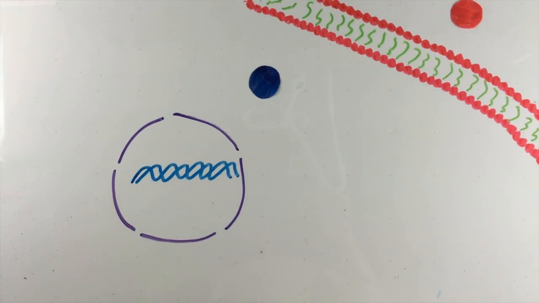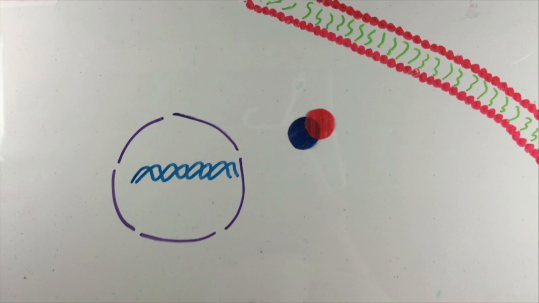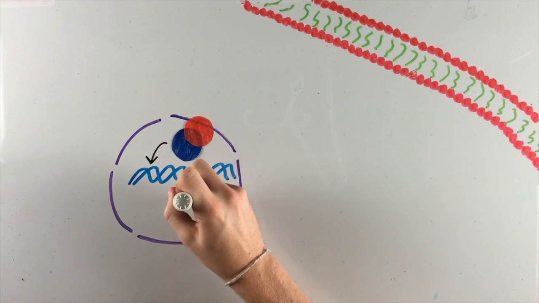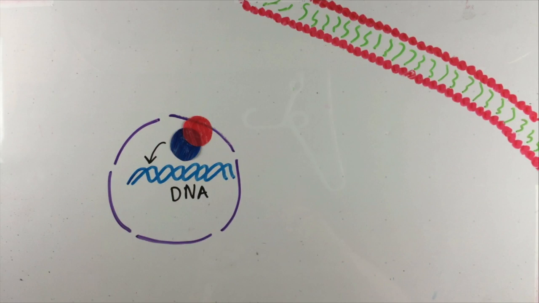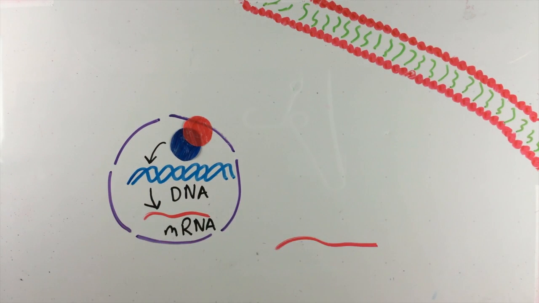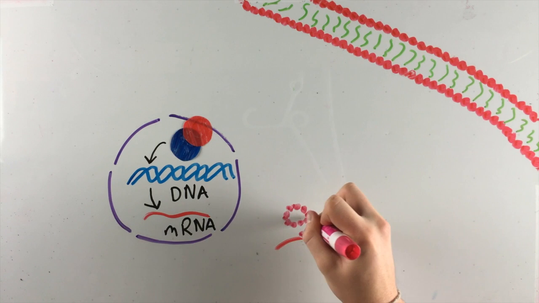As an example, a hormone diffuses across the membrane and binds to the receptor protein. This receptor complex then enters the nucleus and binds to specific genes. The bound protein stimulates the transcription of the gene to mRNA by acting as a transcription factor. The mRNA is then translated into a new protein.